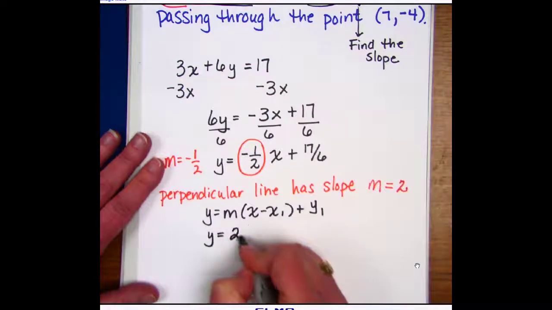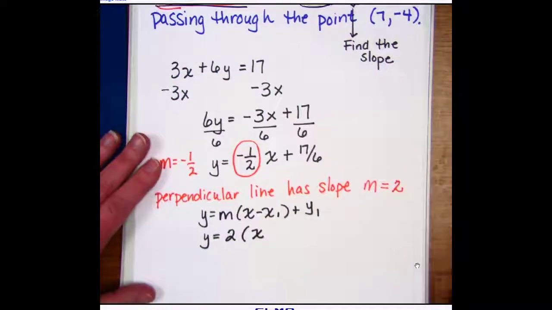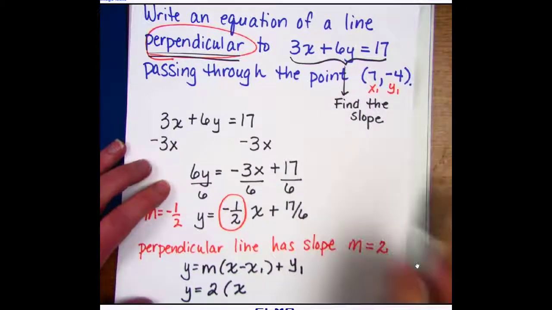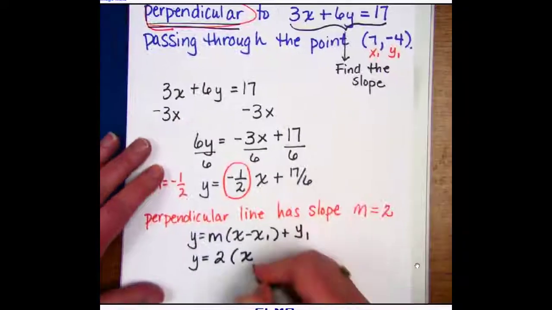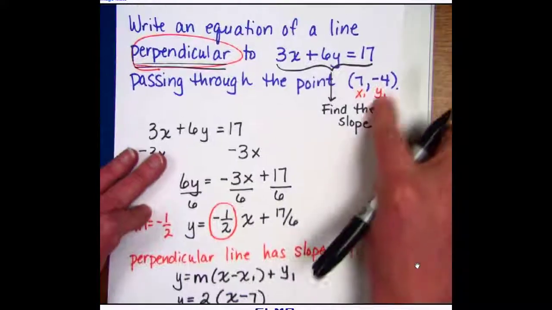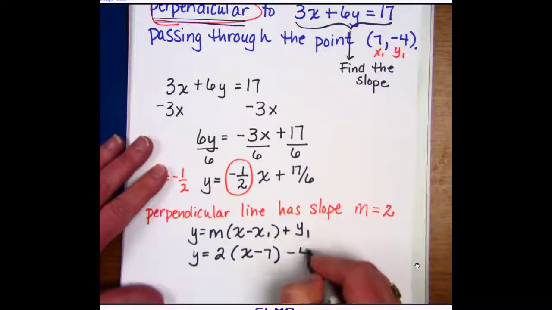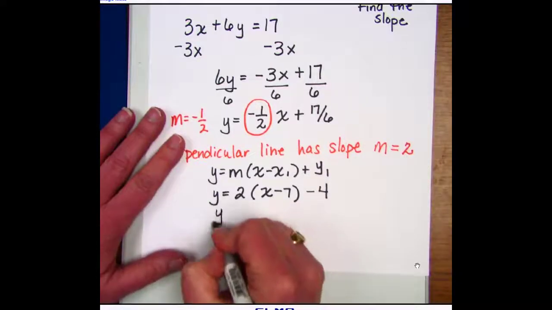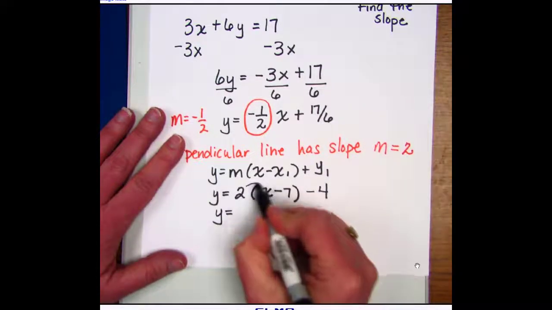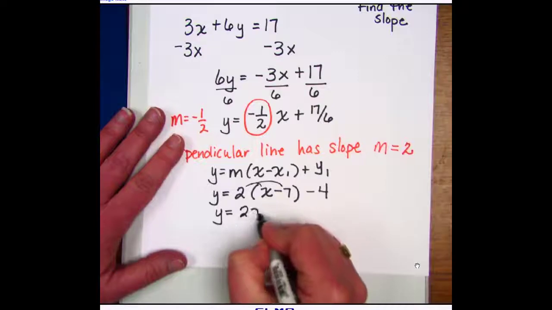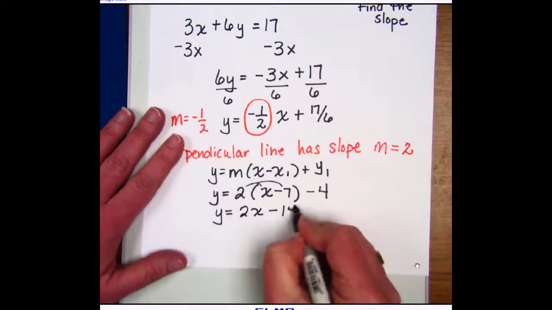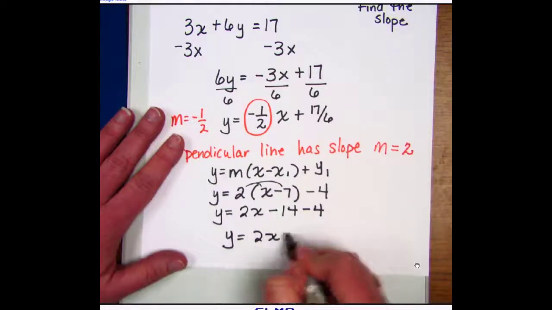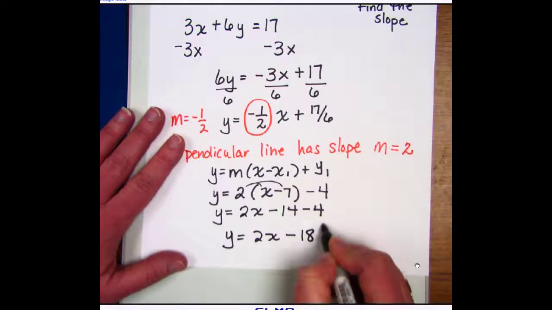And now for my x1, y1, I'm going to plug in this point. So it's minus x1, which is 7, plus y1, which is -4. And again, if I want my answer in slope-intercept form, I have to do my algebra, distribute the 2. 2x minus 14 minus 4, and get y equals 2x minus 18.